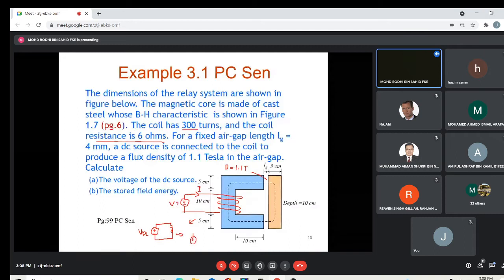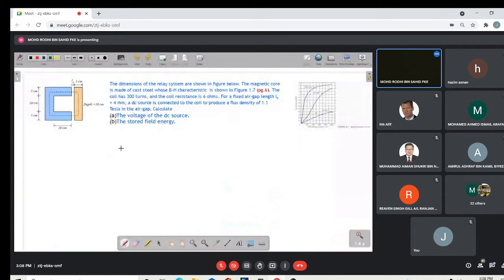This is not the magnetic circuit; this is the electrical circuit itself. So the inductor will not be shorted, but it has a 6 ohm resistor inside it. In order to find the voltage, you have to find the current. The number of turns is given here, 300, so you already know N. You have to find I. So you know what method to use. As I said just now, N is given, and I you have to find. So what is the value of I?